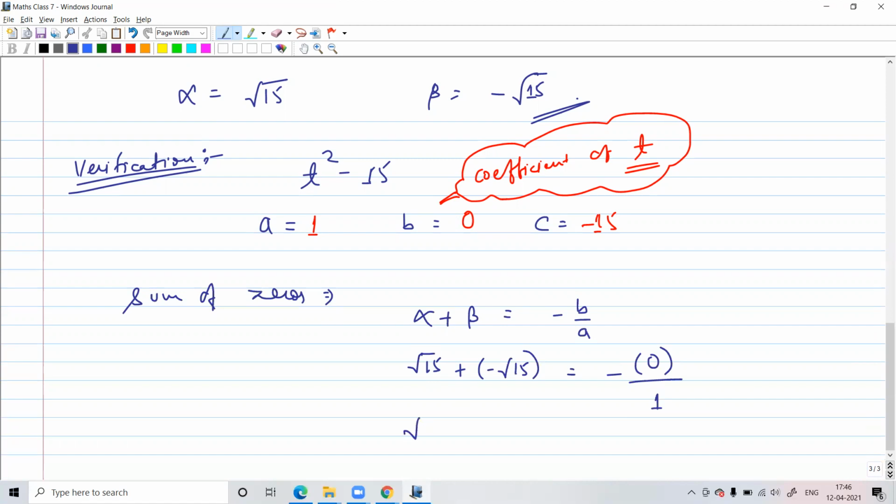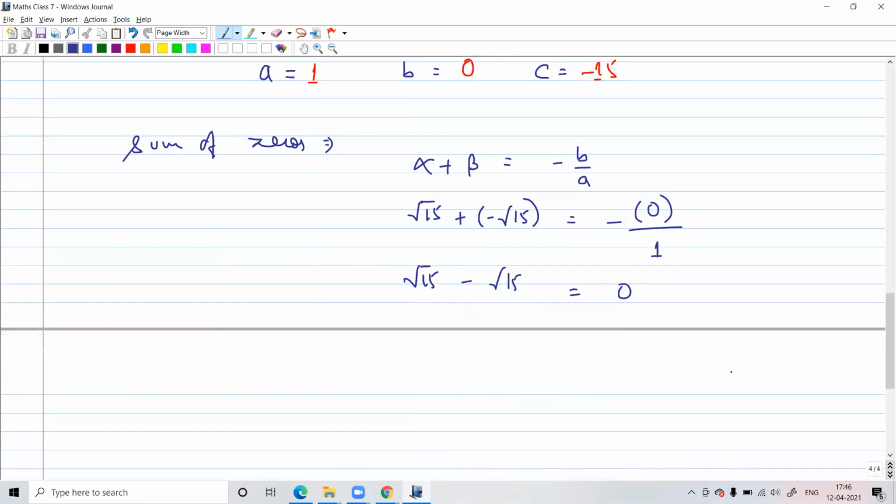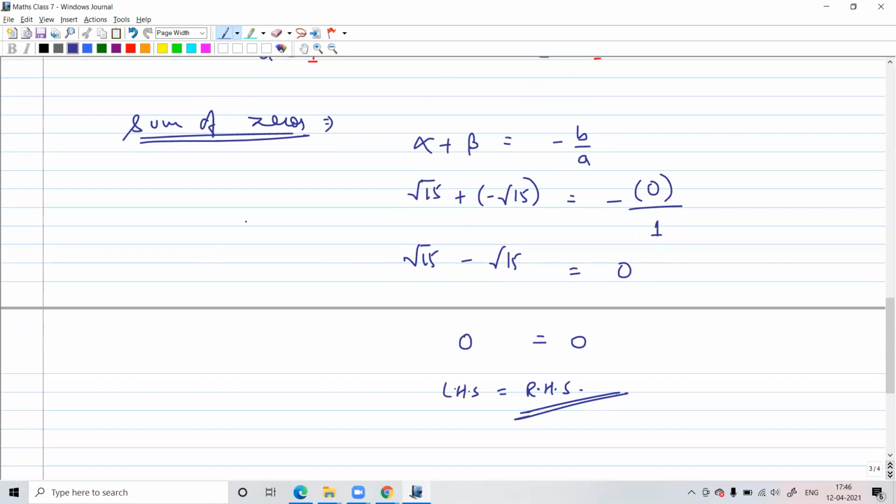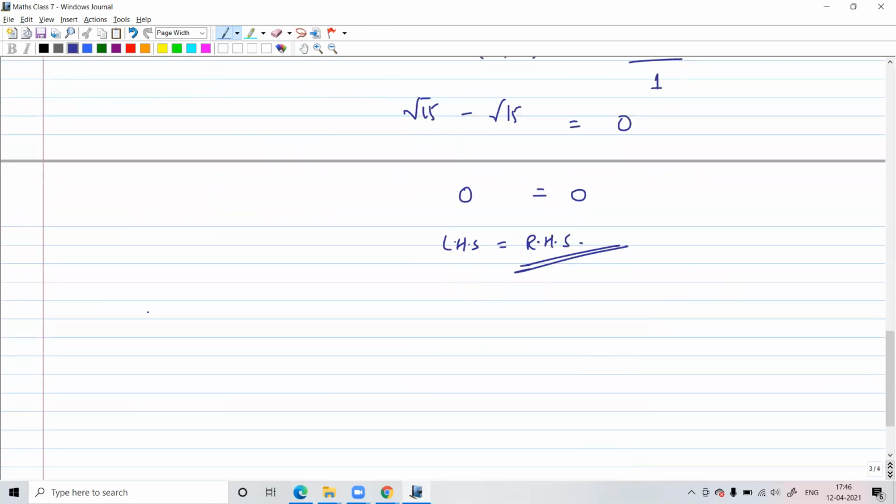So square root of 15 minus square root of 15 will be equal to 0, because 0 by anything is 0, and there's no need to write any sign for 0. 0 does not have any sign. So this also becomes 0 is equal to 0. Tell me if this is clear. Yes, sir. Ritesh, this was your question. Yes, sir. Okay.